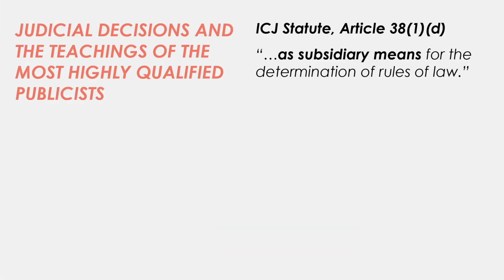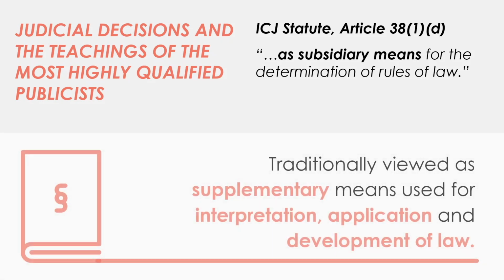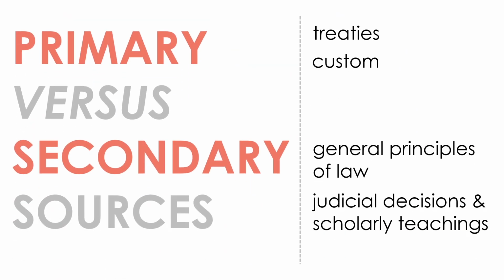Finally, judicial decisions and the teachings of the most highly qualified publicists. Article 38 itself provides that these are subsidiary means for the determination of rules of law. So these are traditionally viewed as supplementary means used for interpretation, application, and development of law. There is a distinction between primary and secondary sources, and some authors claim that treaties and custom are primary and then the rest are secondary sources.